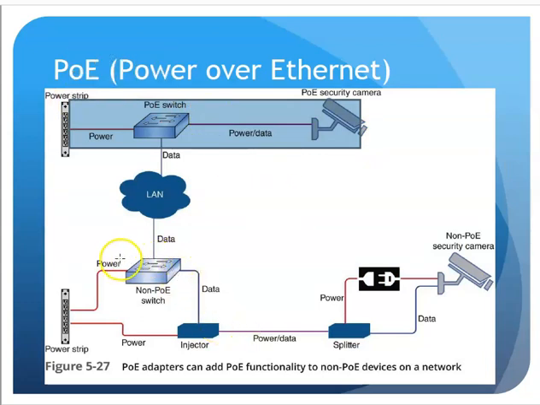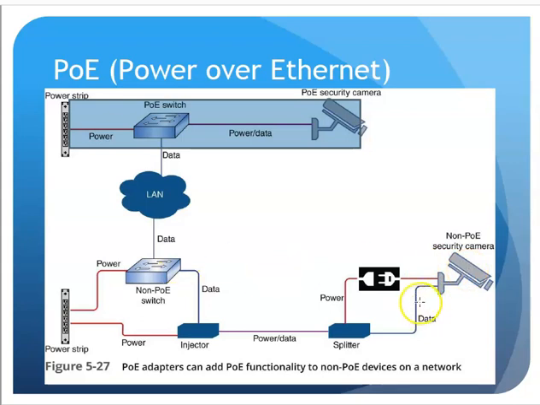So here's the switch, and here's the data. I literally have a second power cord go into this injector. It runs power across the data line along with the data. That combines the two. The splitter then pulls the power back out, and I can plug in the power cord from that camera or access point or whatever into that, and it'll power that device.